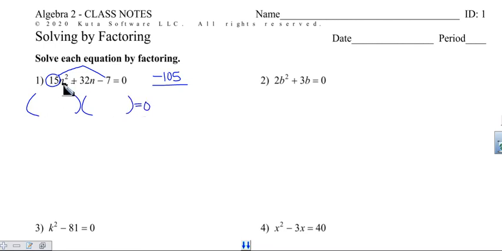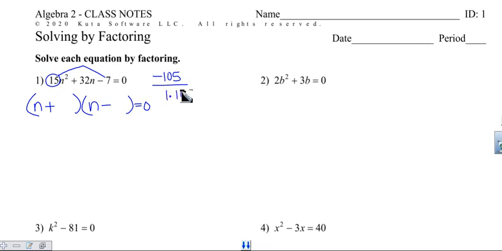We'll take our variable n squared and split it between the parentheses, n times n. And now we're using this new number. What two numbers will multiply to negative 105 that will subtract and give me a positive 32? How do I know they subtract? Because when we multiply and we get a negative answer, we know that their signs are opposites. Anytime you combine two numbers that have opposite signs, you subtract them and you keep the sign of the larger one.